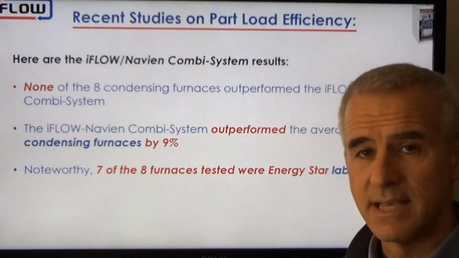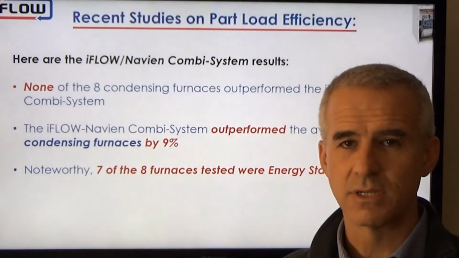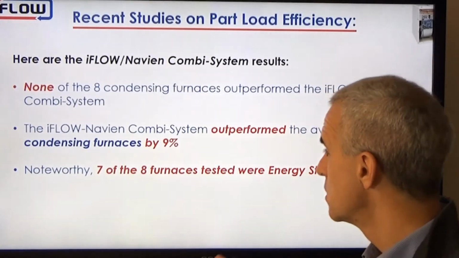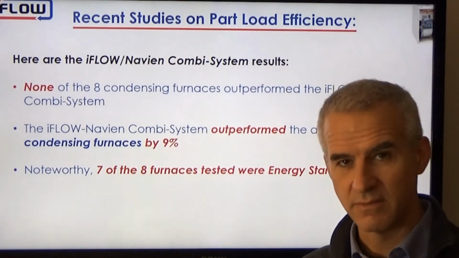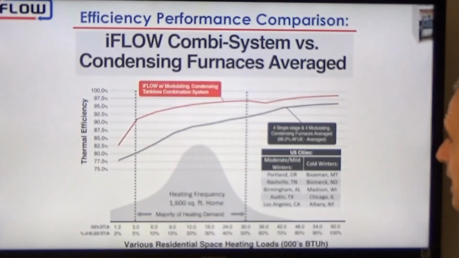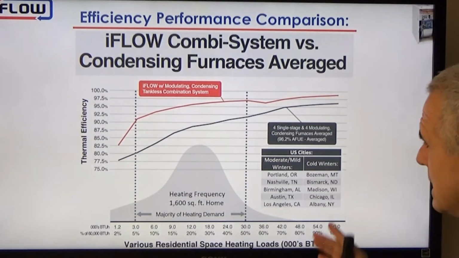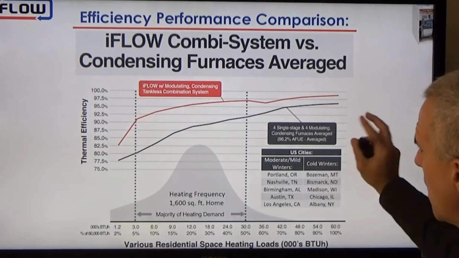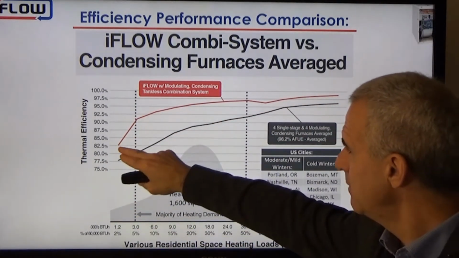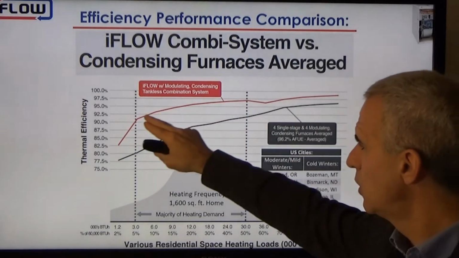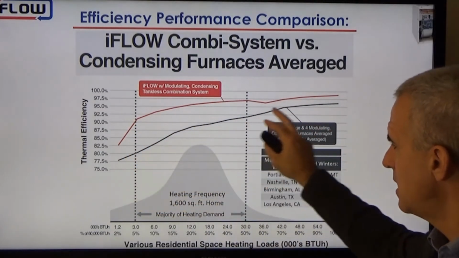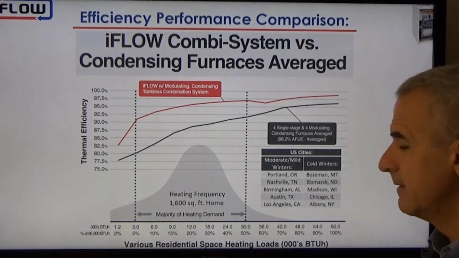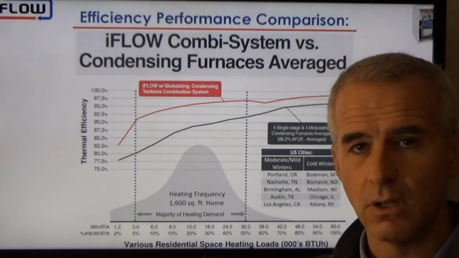Noteworthy, 7 of those 8 furnaces are Energy Star program furnaces. So we're not testing against the worst of the bunch, we're testing against the best of the bunch. And let's see how we did. So pictorially, these are the results. So the red line is the Navian iFLOW curve, and the dark gray line is the performance of the 8 furnaces all averaged together.